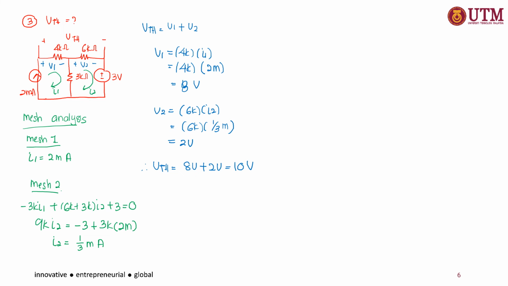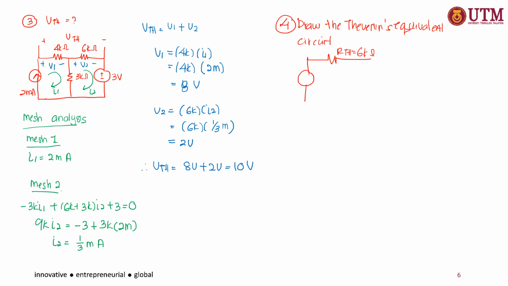And then for the fourth step, we draw the Thevenin equivalent circuit. So we have the RTH, which is equal to 6 kilo ohm, and our VTH is equal to 10 volt. And this is where our RL is.